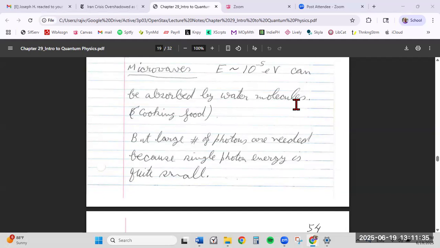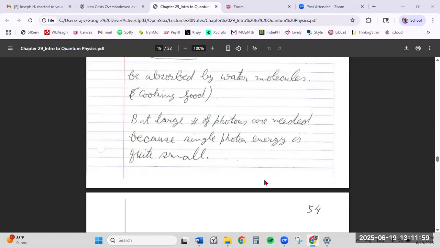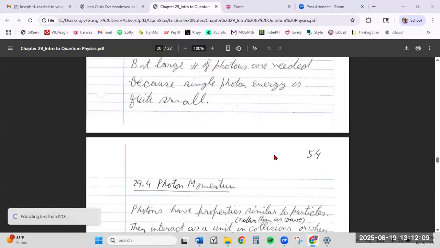So what microwave ovens heat is not the whole food, but just the water part of it. It can only heat water, none of the other substances. And that's why you can only heat objects that have some water content. Otherwise, things cannot be heated by microwave ovens. However, in order to have effective cooking, you need a large number of photons because single photon energy is quite small.